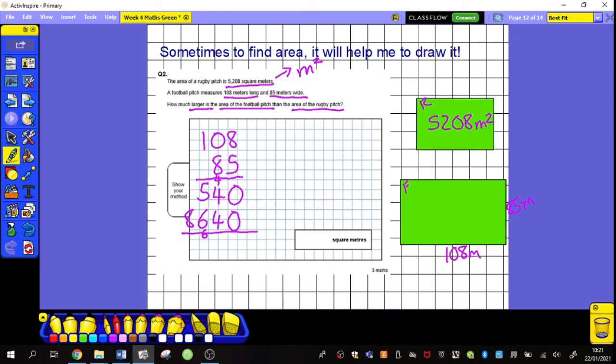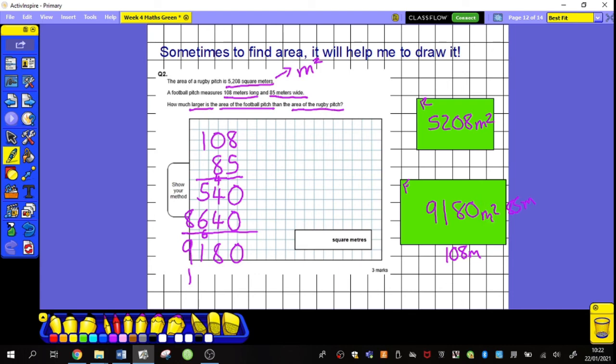Just a quick reminder, remember when doing column multiplication, everything I've carried I've done on the lines, so now I don't add them up incorrectly. So 0, 0 is 0, 4 add 4 is 8, 5 add 6 is 11, 8 add 1 is 9. So the area of my football pitch is 9,180 metres squared.